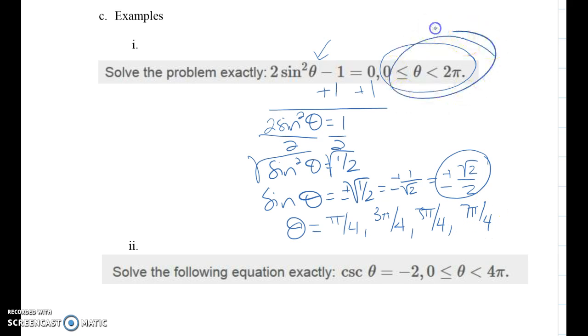Again, we are restricted within that first period between 0 and 2 pi. So I do want to make sure that I have all 4 answers that I need, and not exceed the 2 pi.